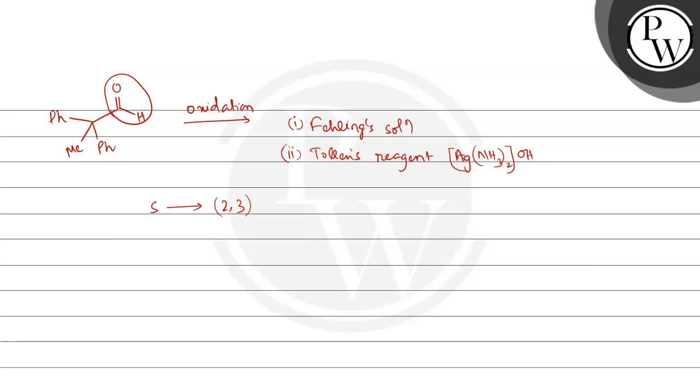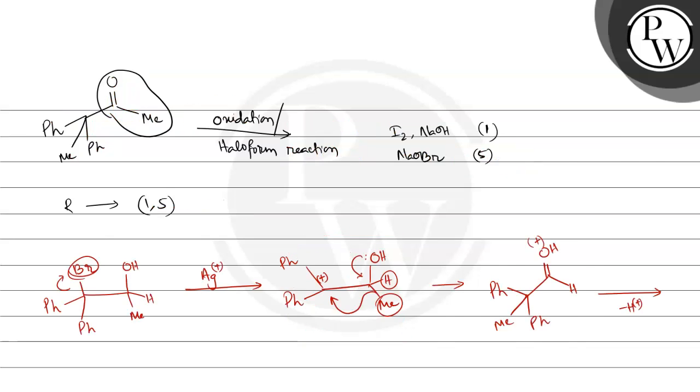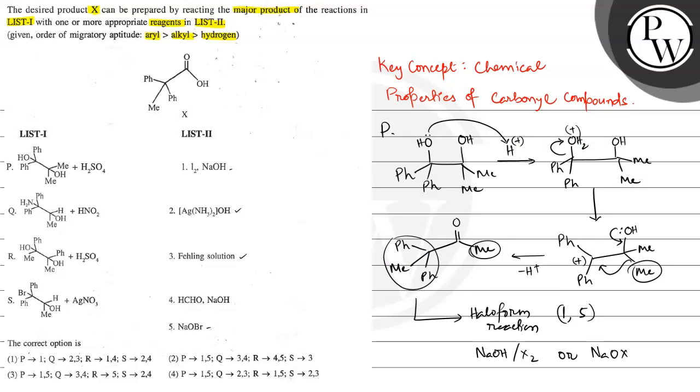Alright, so finally we have our matches. For P we have 1 and 5, for Q we have 2 and 3, for R again 1 and 5, and for S 2 and 3. This is the set of matches that we have for these reactions. This is correctly given in option number 4: P 1 5, Q 2 3, again R 1 5 and S 2 3. So option 4 is the correct answer. This is the required solution and I hope you understood the concept well. Best of luck.